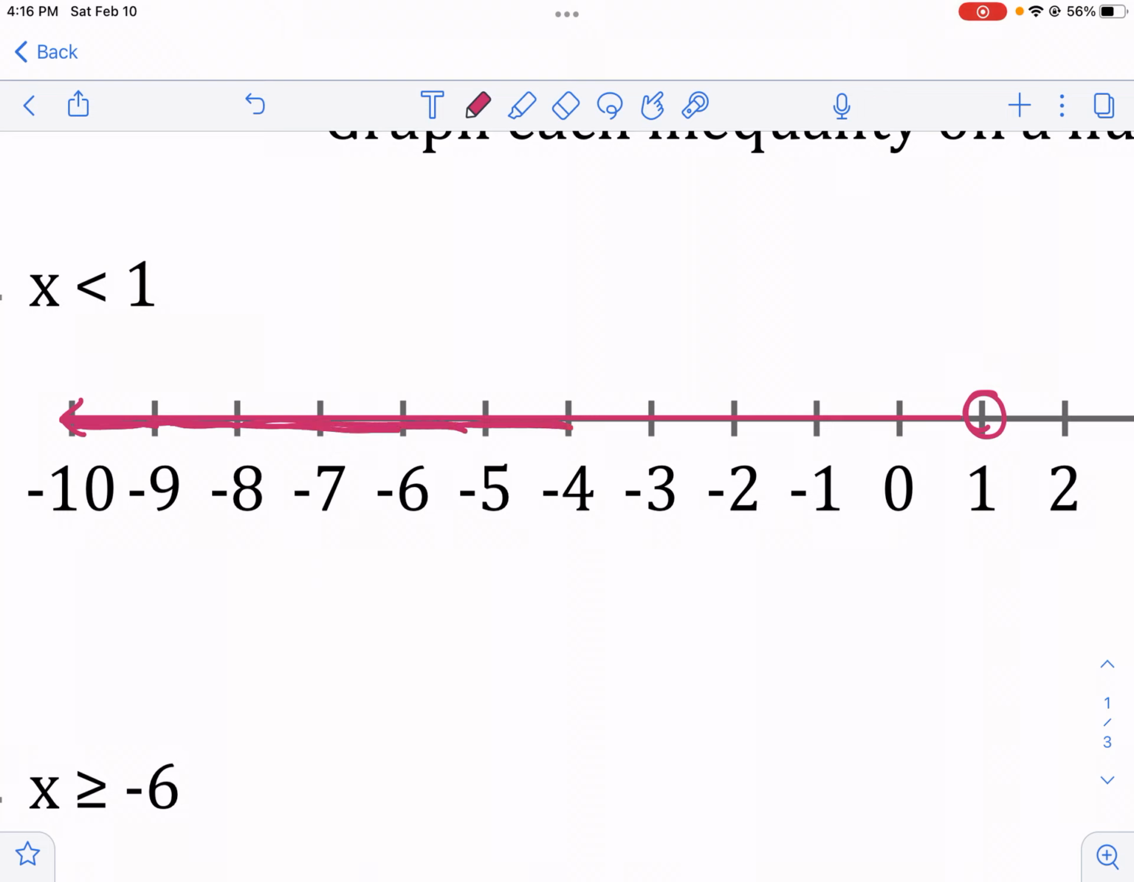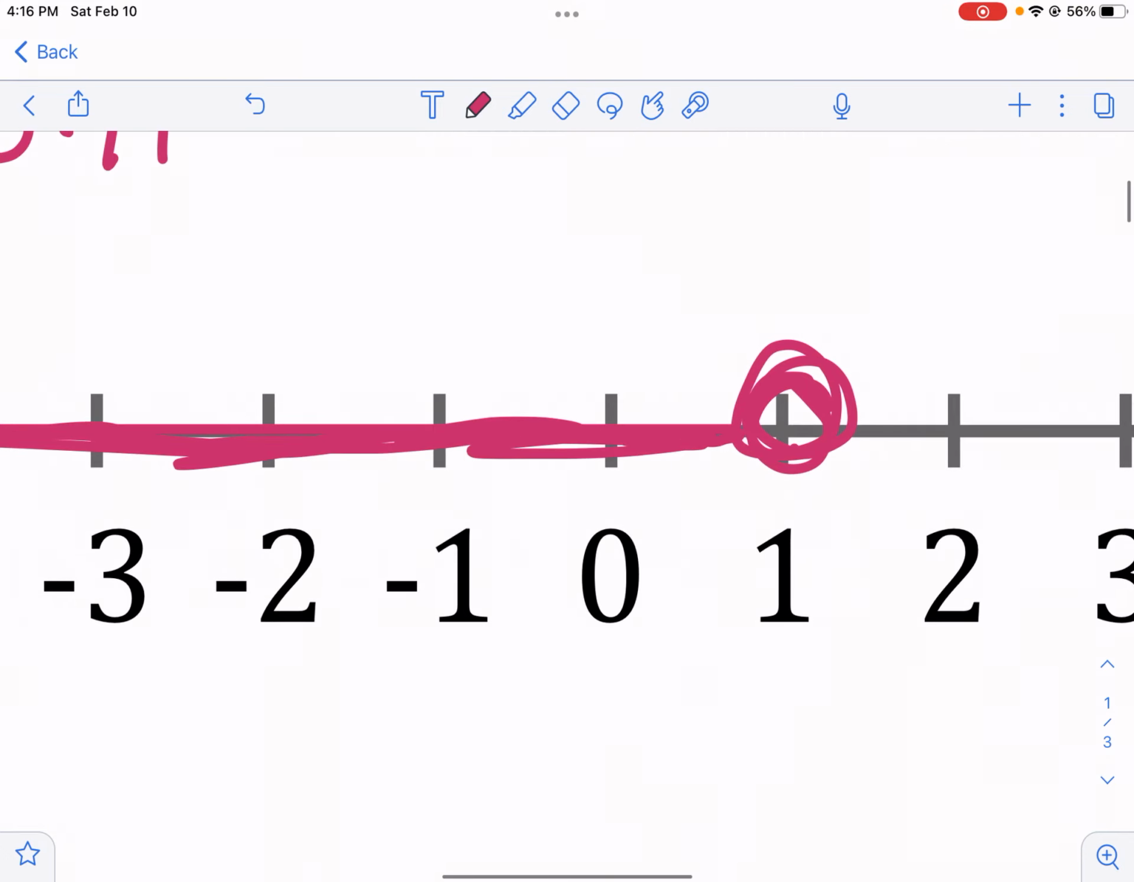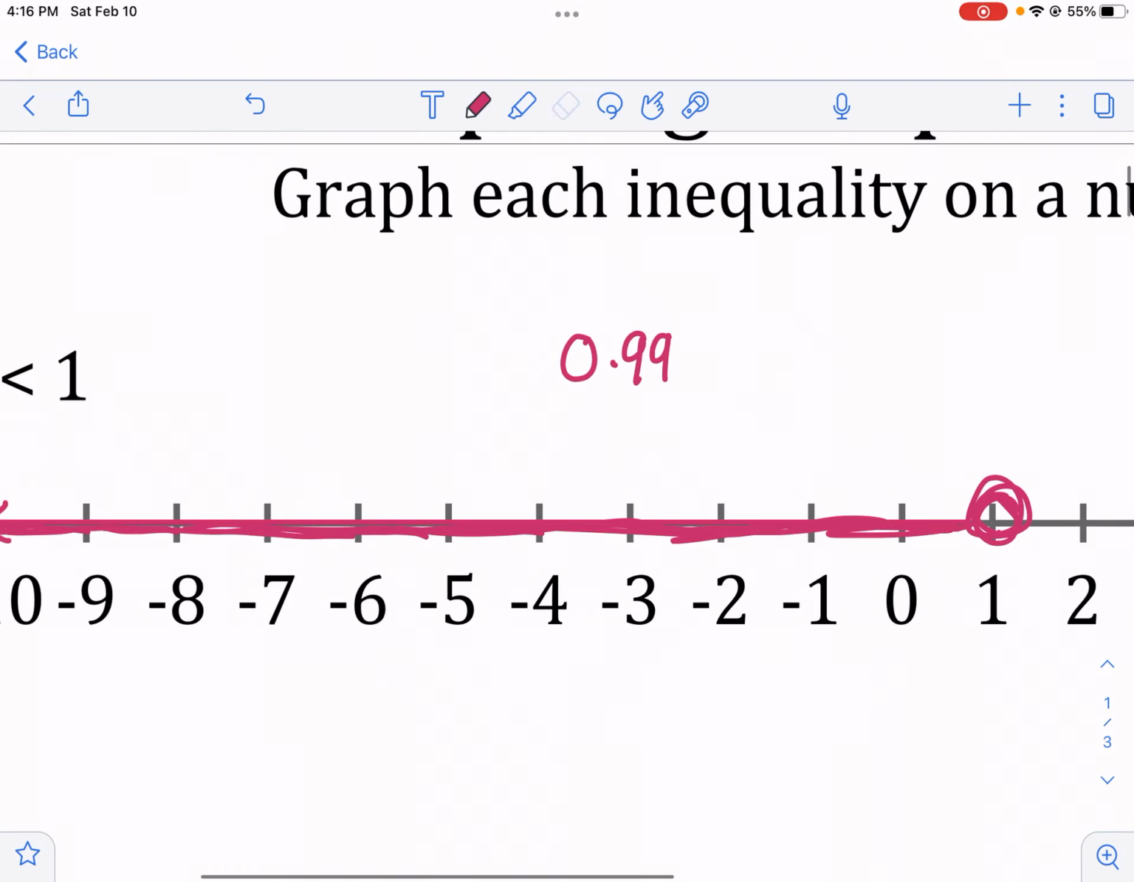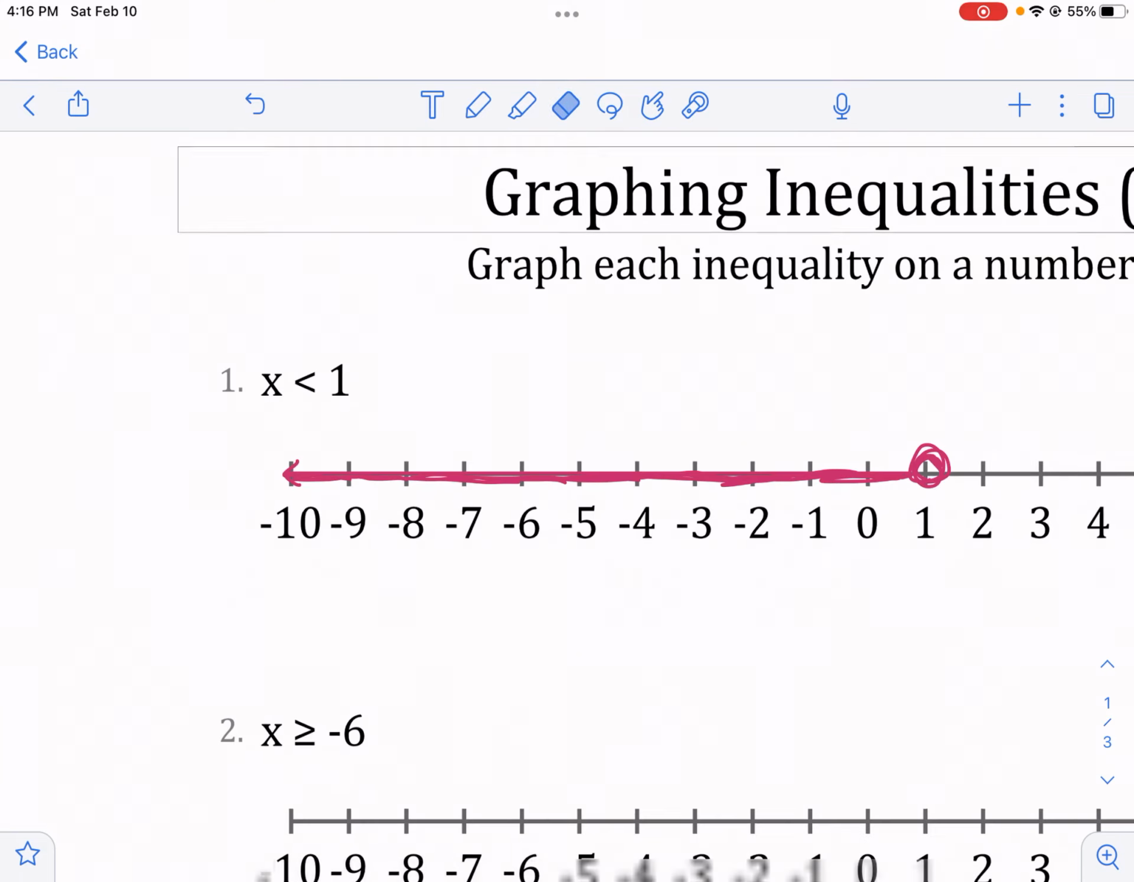I like putting it right on the number line, even if it looks a little messy, okay? And it's an open dot, and the reason why it's an open dot is because 1 can't be included, okay? 0.99 would be included, so we get very close to 1, but not 1 itself. 1 is not less than 1. So that's how we do it, okay?